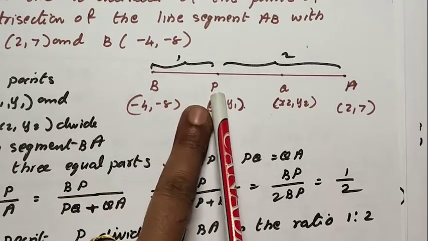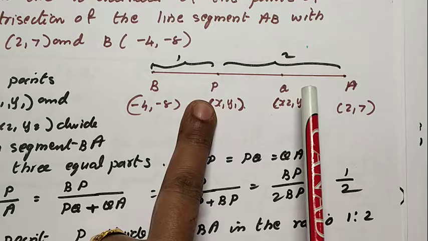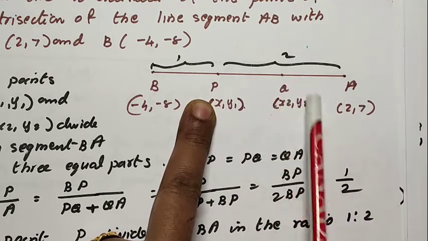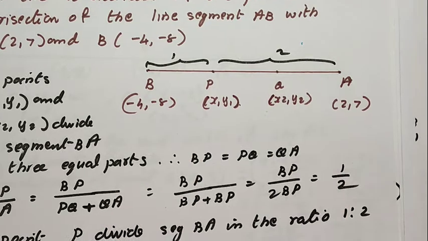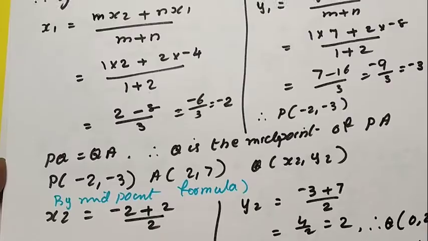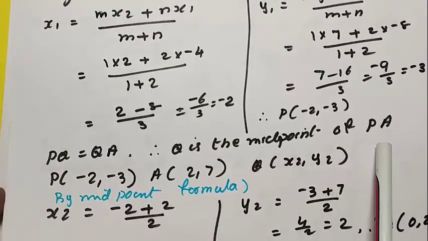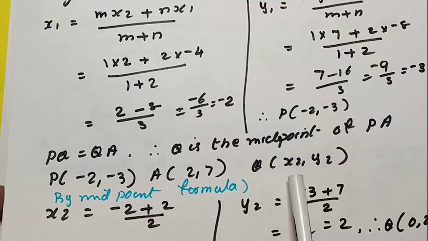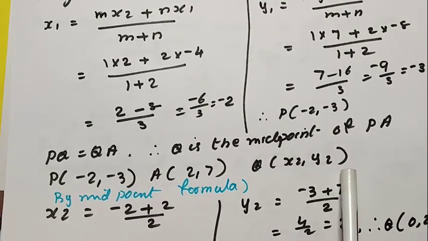Now we know the coordinate of this point P and also the coordinate of A. So what is the coordinate of Q now? You can see Q is the midpoint of P and A. Therefore, by midpoint formula, we can find the coordinate of Q. PQ is equal to QA. Therefore, Q is the midpoint of PA. Now we know the P coordinate, A coordinate, and Q coordinate. Let us call the Q coordinate x2, y2.